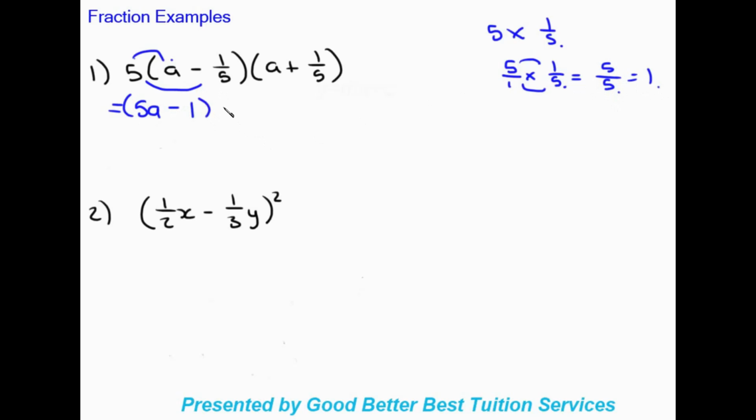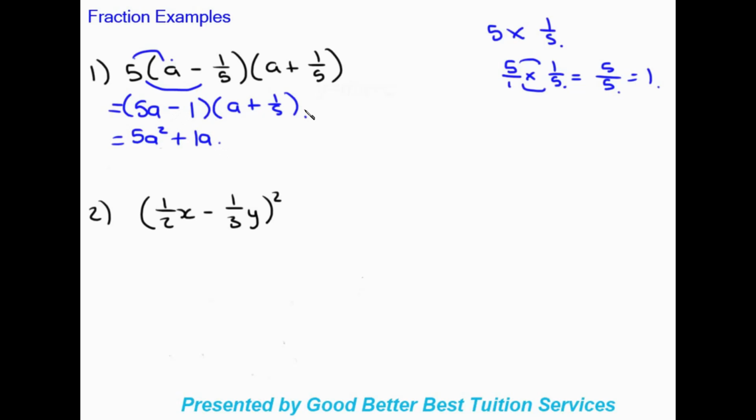So right now we have our first binomial times our second binomial. All we need to do now is multiply out these two brackets. So 5a times a gives me 5a squared. 5a now times a fifth: 5 times a fifth gives me 1, as we know. So that's plus 1.